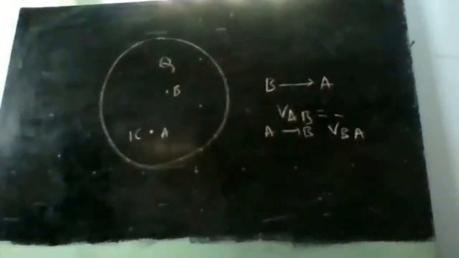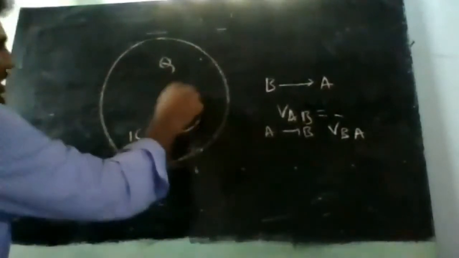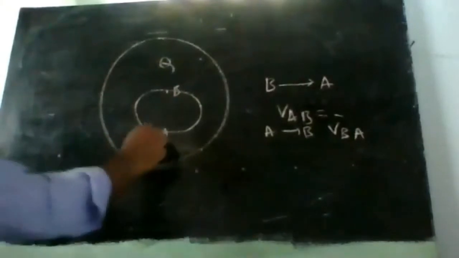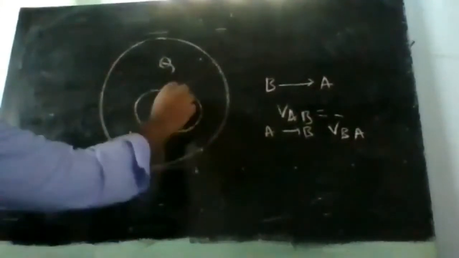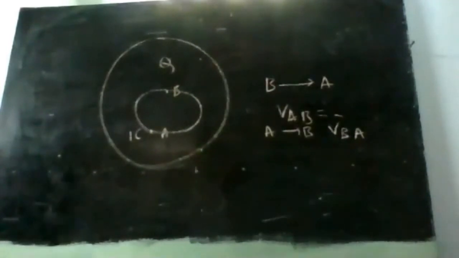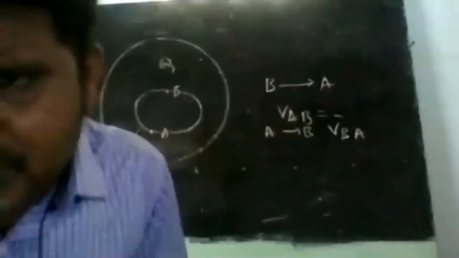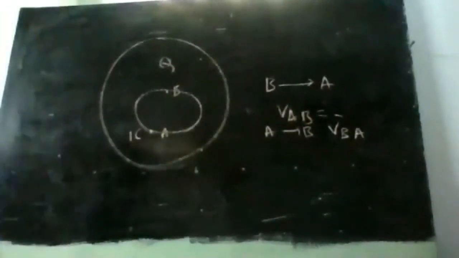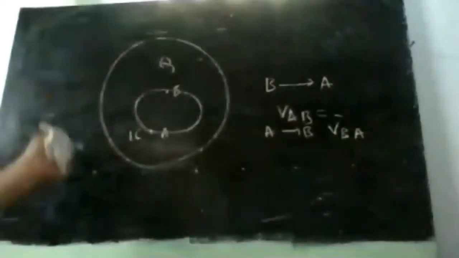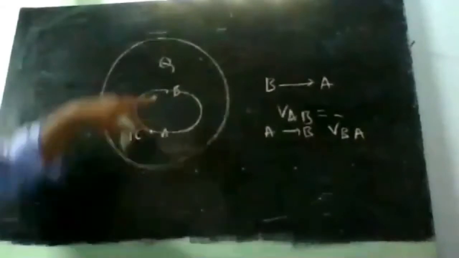And one more thing that we studied is, if I move this charge in a closed path like this, for example, if I take the charge from A to B and again return from B to A, then the net work I am doing is 0. So the work done in moving a test charge in a closed path is always equal to 0. Now this is the potential difference.